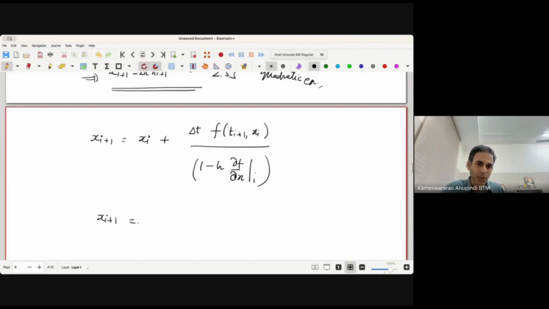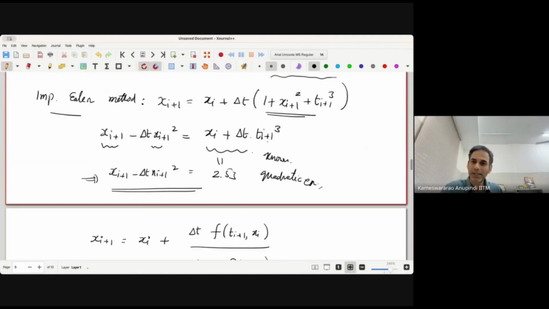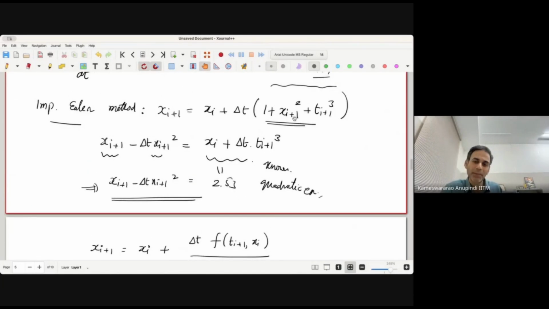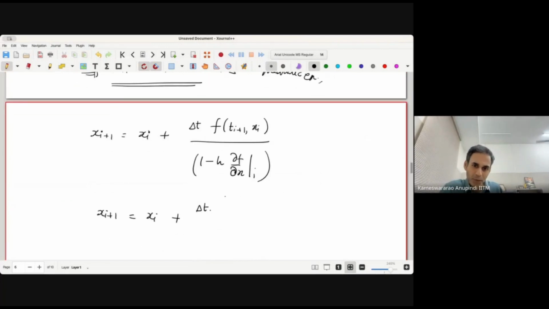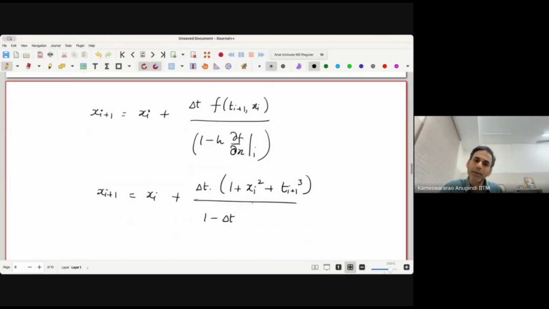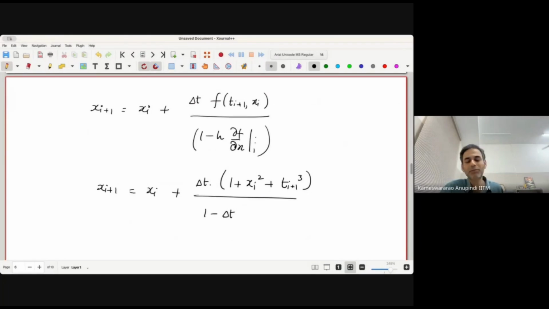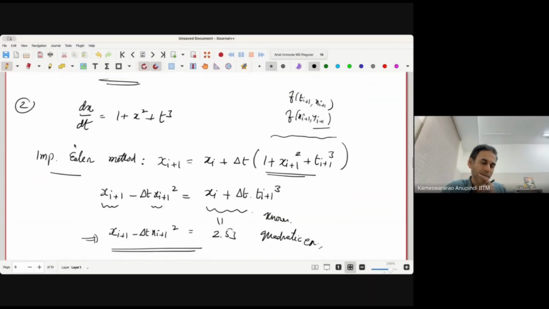This is going to be x_{i+1} = x_i + delta t times f of (t_{i+1}, x_i). This is the f function, so I have to write this for t_{i+1} and x_i. That means this is going to be 1 plus x_i squared plus t_{i+1} cubed, divided by 1 minus delta t times partial f partial x. Partial f partial x is with respect to the dependent variable. So f is 1 plus x squared plus t cubed, right? That's what I have.